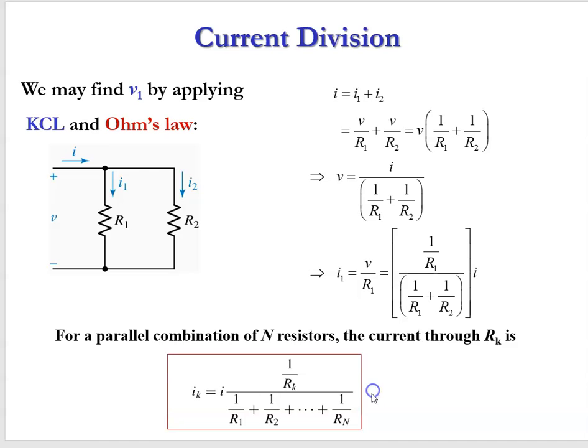So I'll write this again. We could write that as equal to our I times Gk over G1 plus G2, up to that conductance Gn. So that's our current division in the general case for n resistors.